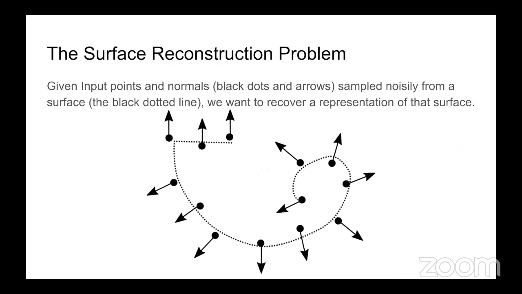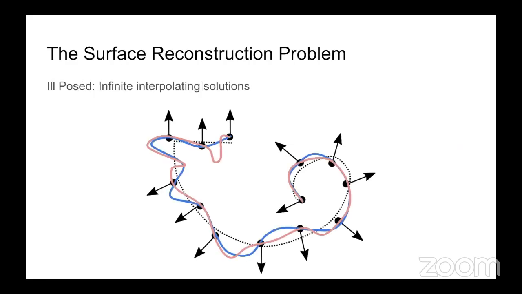The problem of surface reconstruction can be summarized in the following cartoon. Given the black dots, sampled with noise from the dotted line, and possibly normals at those dots, we'd like to recover a discrete representation of the underlying surface. This is an ill-posed problem, since there are an infinite number of interpolating curves for the input points. Here you see two of them, the blue and red lines.